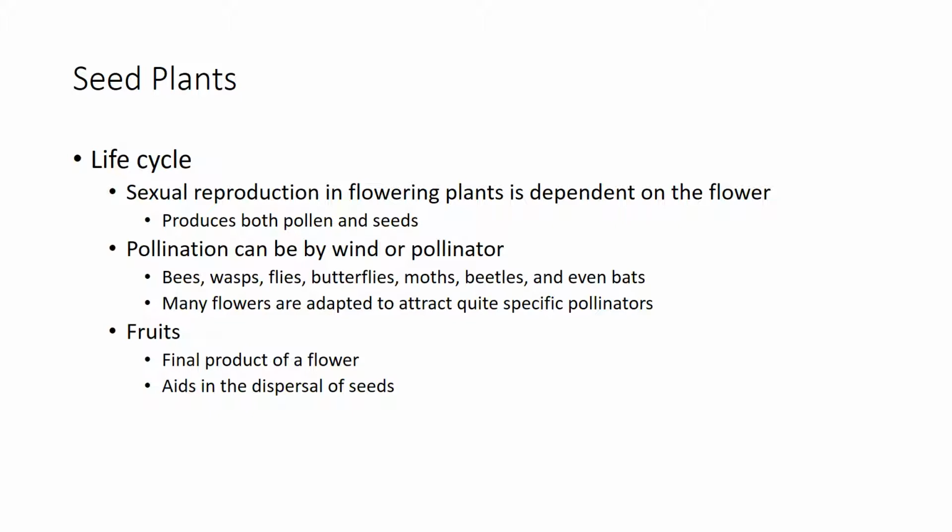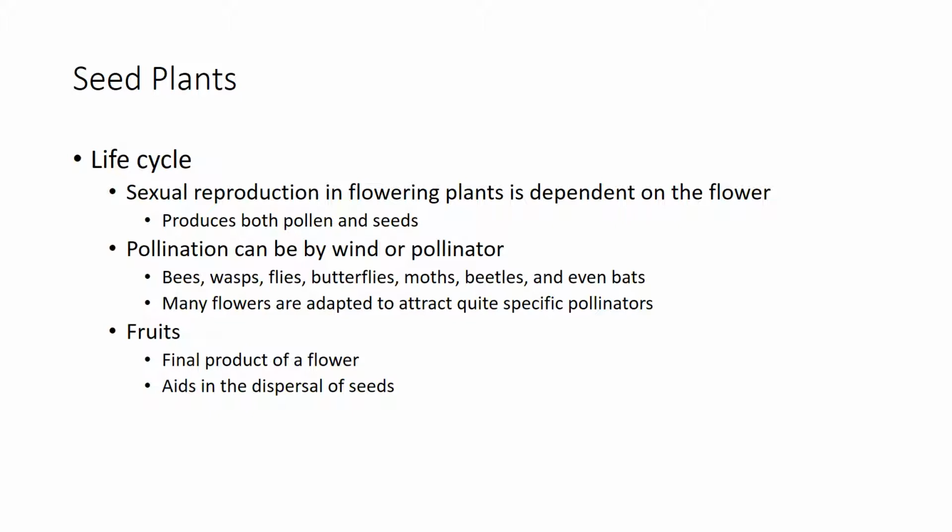Now, the life cycle of flowering plants. The sexual reproduction in a plant that has flowers is dependent on the flower itself, because it produces the seeds and the pollen. And pollination can happen through the wind, or it can also happen through animals that carry the pollen either on their fur or on their wings. Basically, you can have flies, butterflies, moths, even dogs and people. We carry pollen around in our hair, on our clothes.